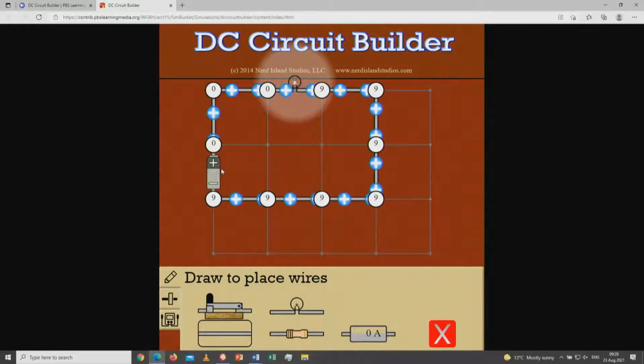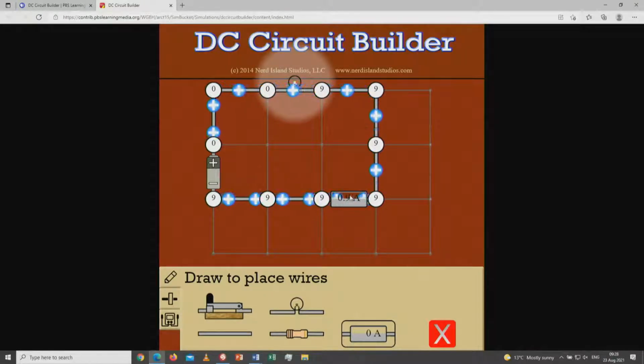Other than that, the other thing that I've noted is that if, for example, you put an ammeter in the circuit there, it only gives the values up to 1 decimal place. So in some cases where you have in your calculations up to 2 decimal places, you might find that the app just gives you up to 1 decimal place, and it rounds off.